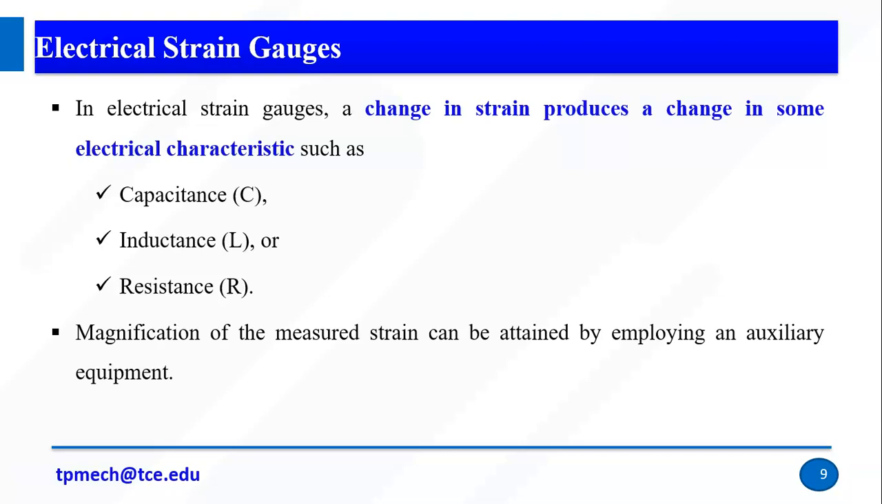Again, for mechanical strain gauges we don't need any auxiliary device, but here we need some magnification. Strain can be attained by employing auxiliary equipment. So for electrical strain gauges, only if we have auxiliary equipment can we measure, because it will give some voltage or some electrical quantity that we can't interpret. So the electrical quantity needs to be converted into a human readable format. So this requires some auxiliary equipment.